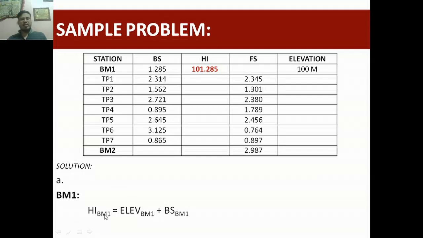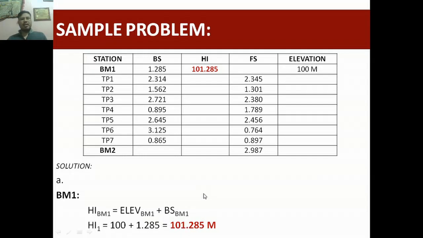Now, as you can see here, the designation of HI or height of instrument should not actually be like this. In your notes I wrote it like this so you won't be confused about which one is the HI. It means the HI in the row of benchmark 1. But in your actual leveling notes, in your actual survey, it is called HI1. So how do we compute HI1? That is 100 plus 1.285, which is this formula. So that is equal to 101.285.